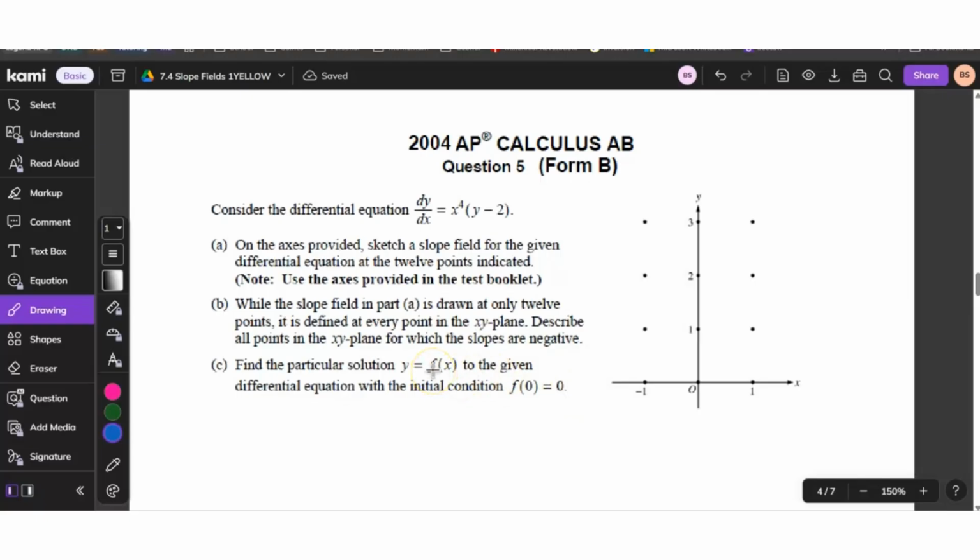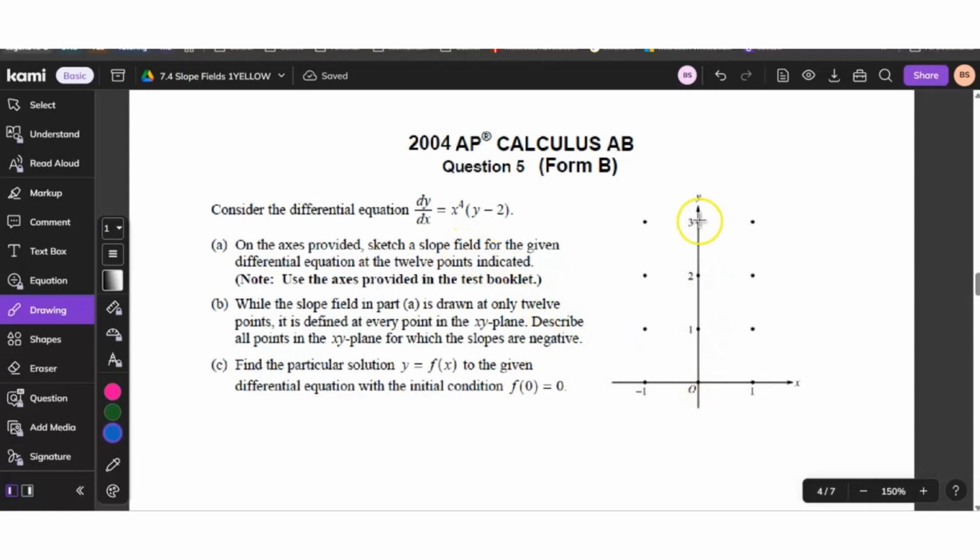Okay. Consider the differential equation. So we got this differential equation. On the axis provided, sketch a slope field for the given differential equation at the 12 points indicated. All right, so I love how they started with x minus y and now whatever. But it's not that hard. Look at it. It's actually not that bad.